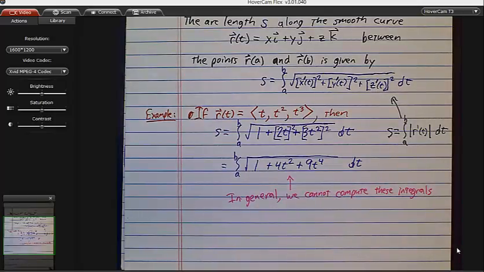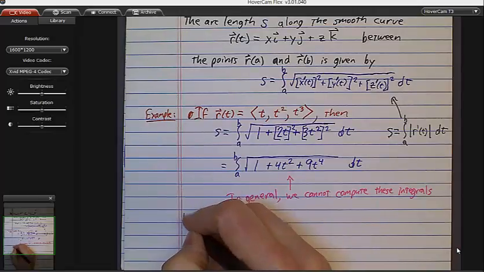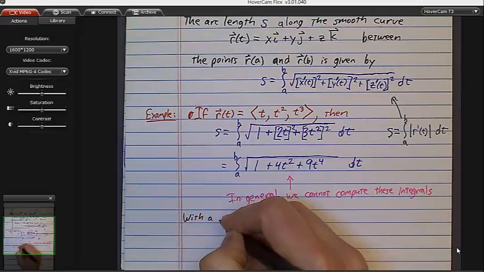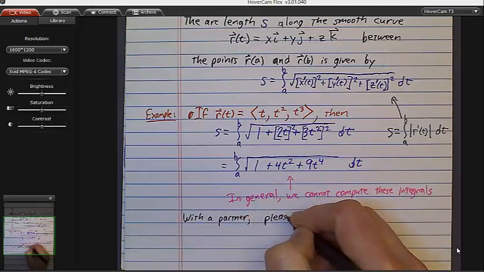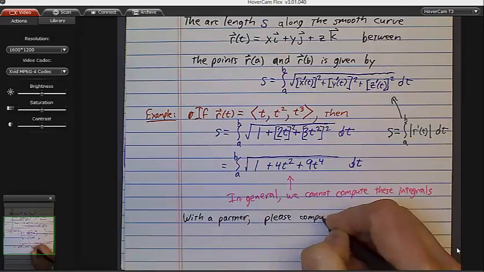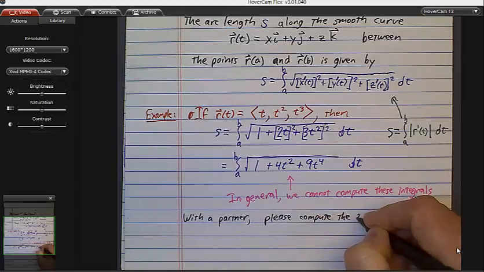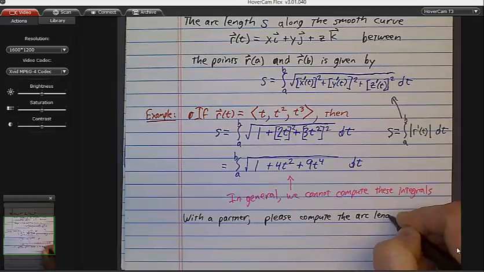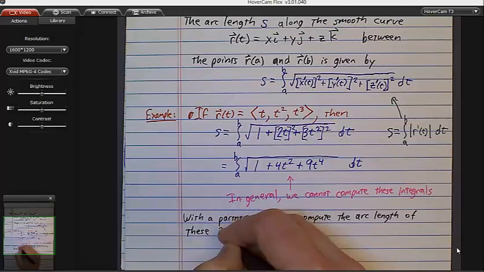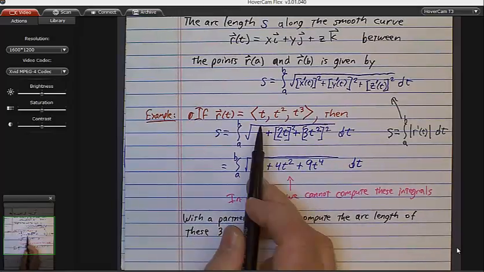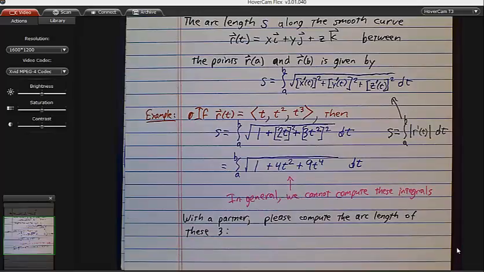So I'd like to give you 3 that we can compute. So here's a partner exercise. With a partner, please compute the arc length of these 3. Okay? I'm not going to give you t squared, t cubed, because that doesn't work. Oh, I guess something else I'll have to give you is A and B. I'll have to tell you how far along the arc I want you to do the computation.